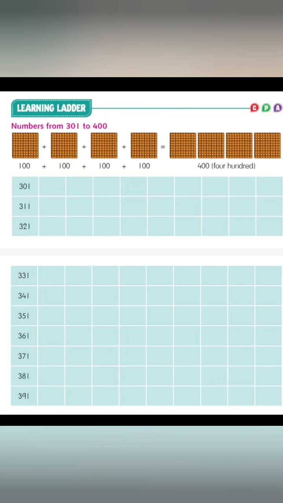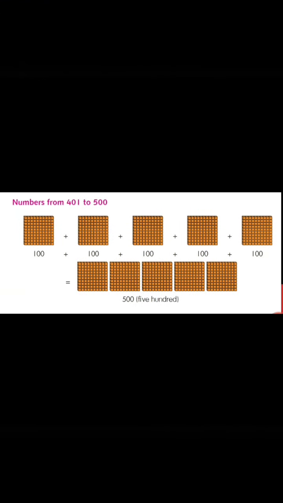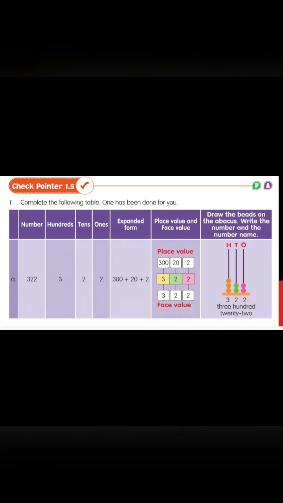Here you will learn numbers from 301 to 500. So you have to complete this page from 301 to 400. You have to write with forward numbers. Next, numbers from 401 to 500. You have to complete this following grid by writing 401 to 500. Numbers up to 500.